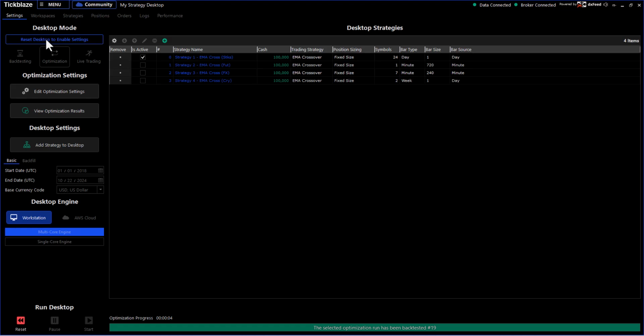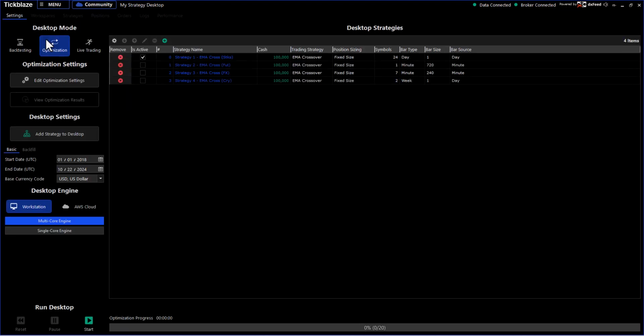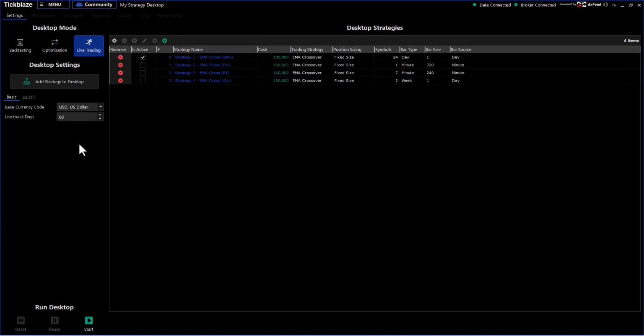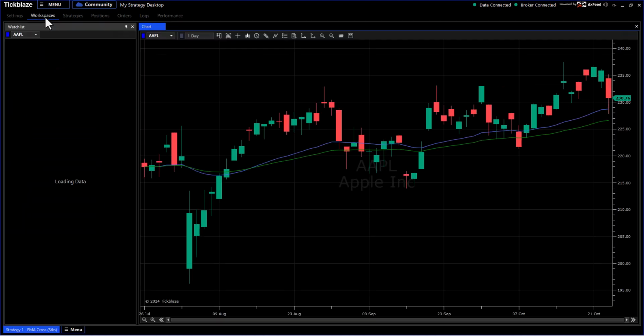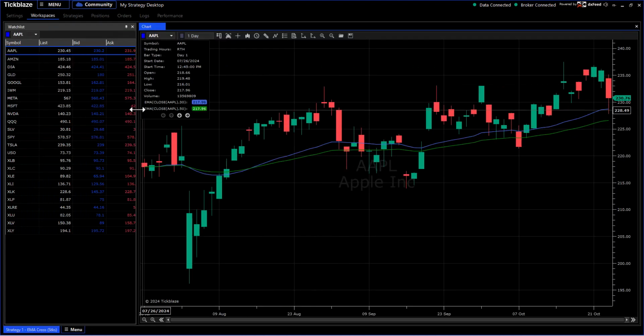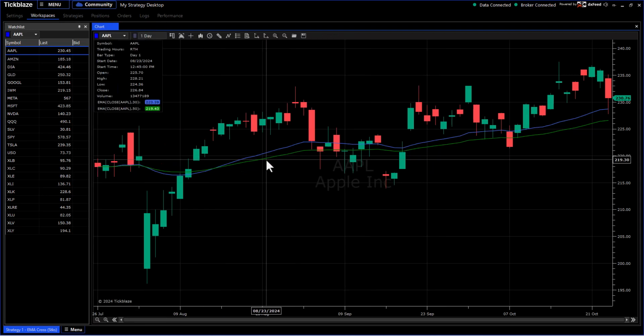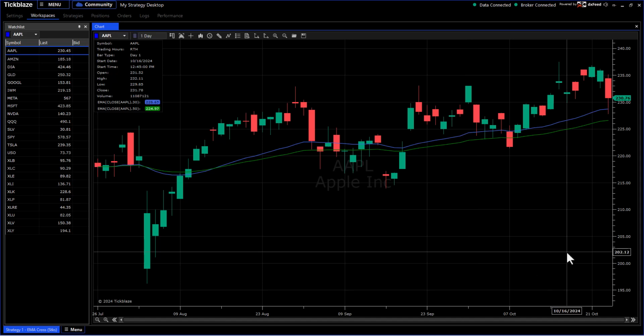So I can come back over here, I'm going to reset the desktop, and I can click on live trading. I can basically set the lookback, maybe I want to go 90 days, and then what I can do is I can hit start. What this has done now is it's set the strategy up in the charts so that ultimately when the market opens in the morning, I can let the strategy run and I can basically let the algo do its job, right?